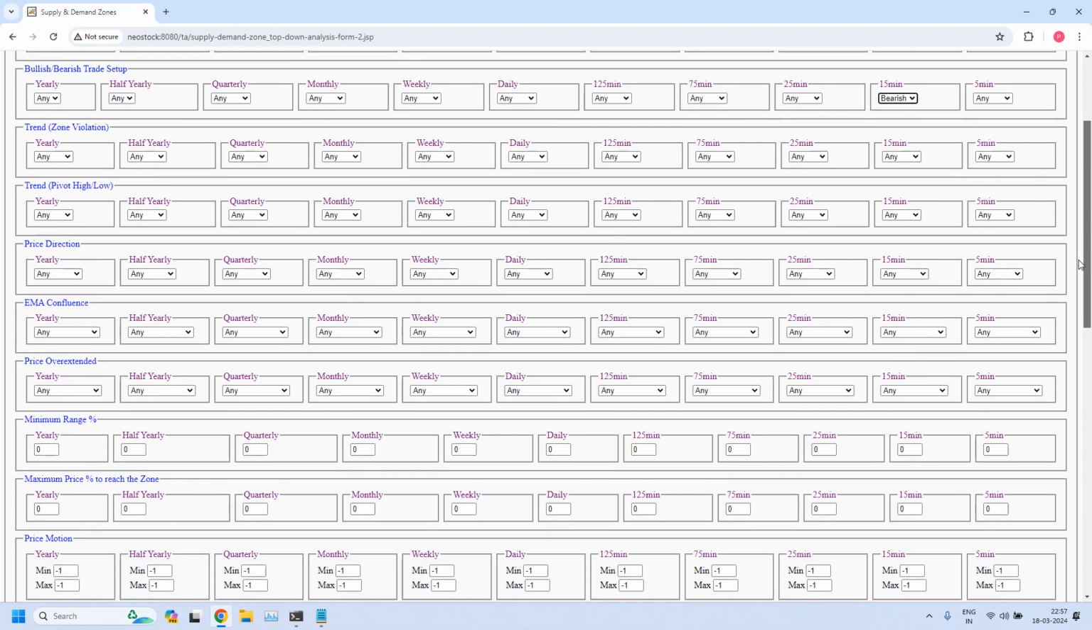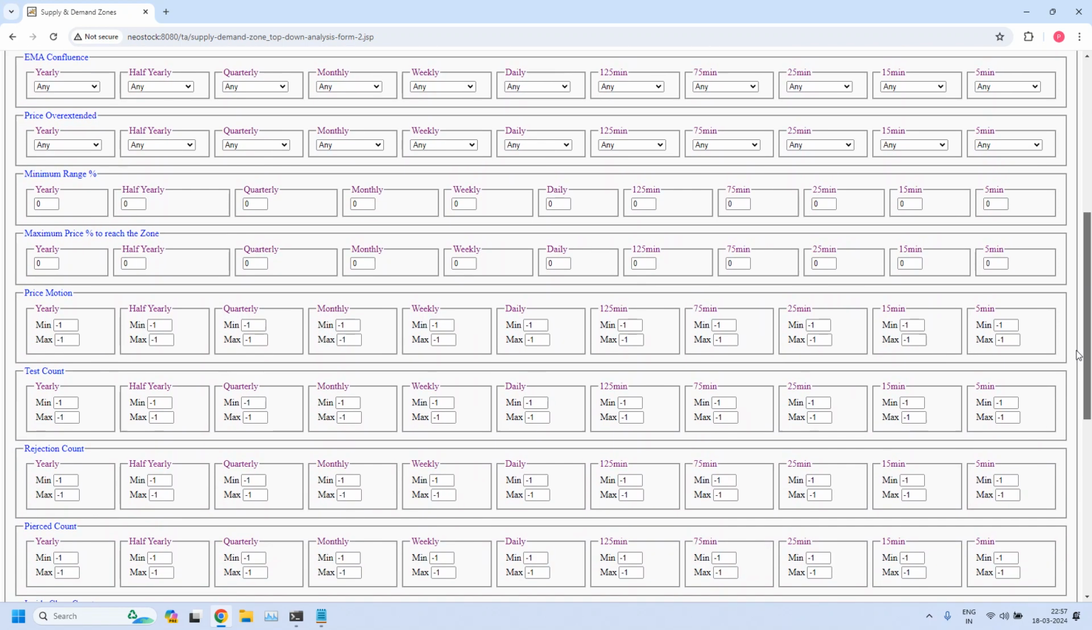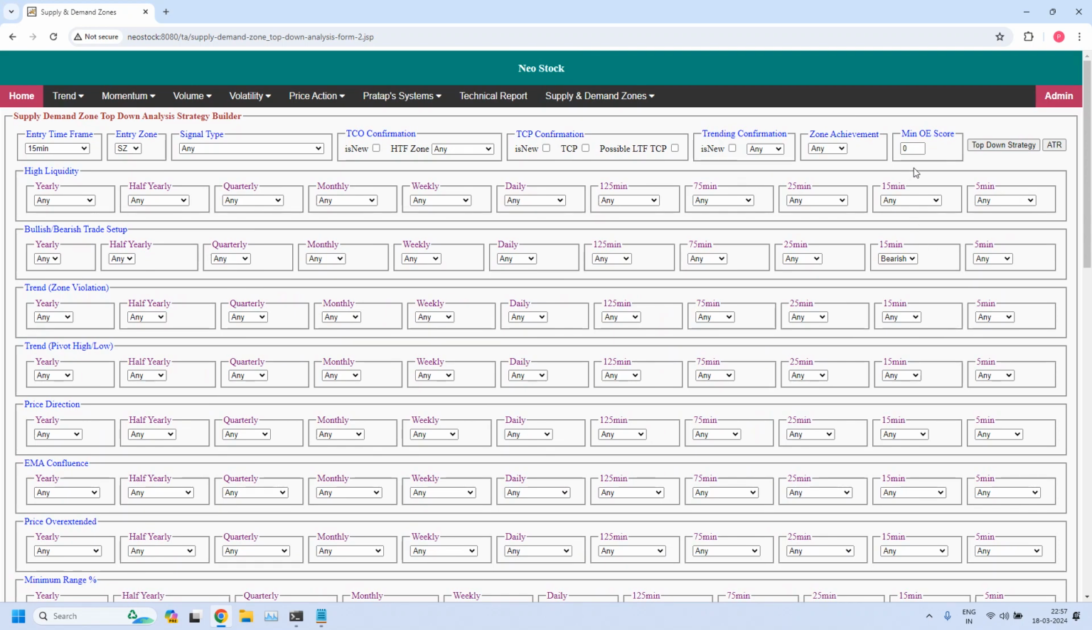And we don't want pierced zones. So I am setting the pierced count for 15 minutes, minimum value 0 and maximum value 0. And for the zone achievement, all zones should be violated opposing zone, VOZ. And the minimum odd enhancer score should be 12.